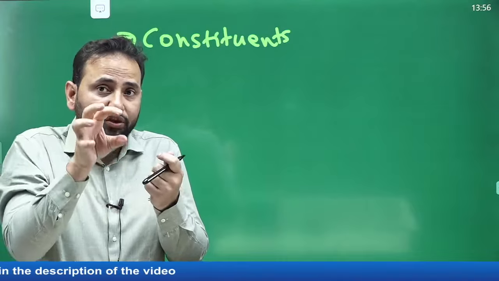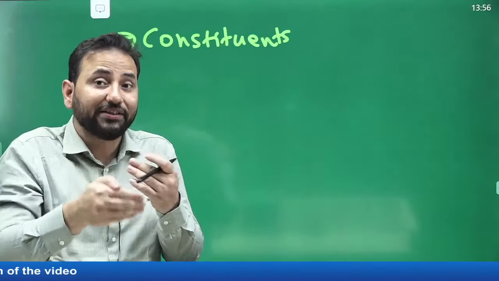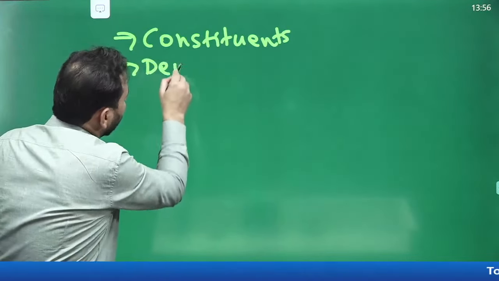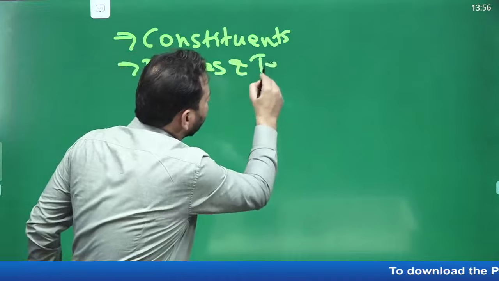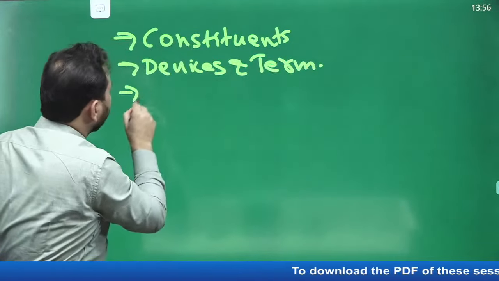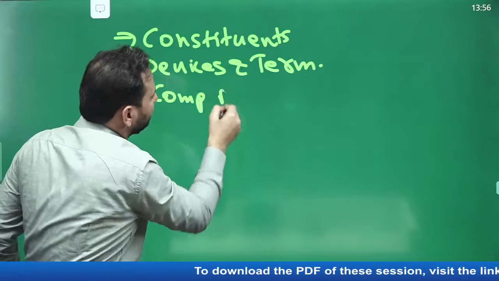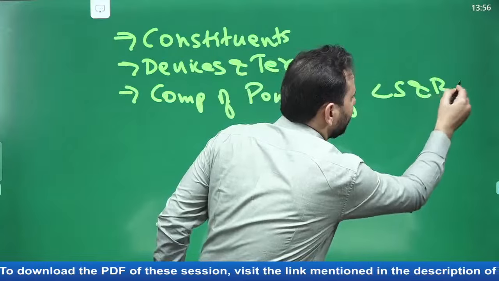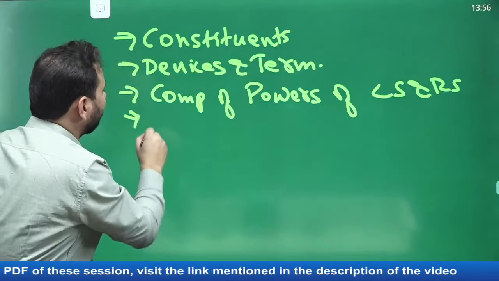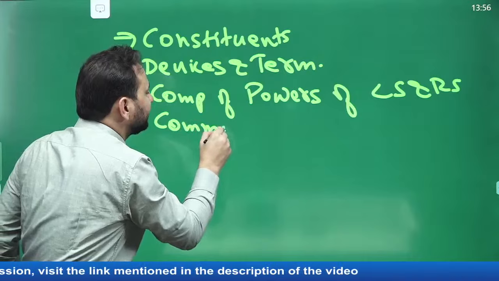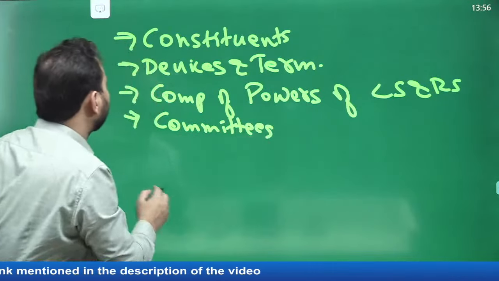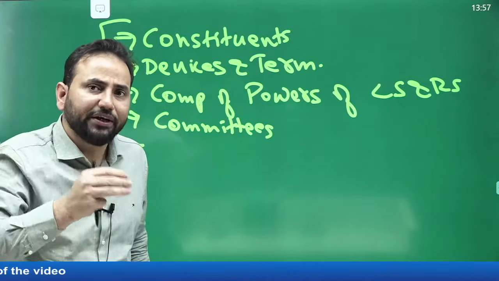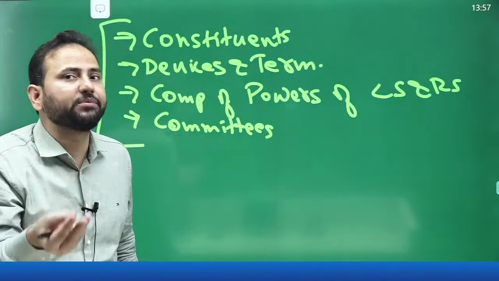Then we have to see the constituents of the Lok Sabha, that is presiding officers. On a regular basis, questions are being asked with reference to that. We have to see various devices and terminologies associated with this. We have to see a comparison of powers of Lok Sabha and Rajya Sabha. We also need to see the concept of committees associated with this. Now, if you see these 4 dimensions, you will see 2 to 3 questions every year in the prelims examination.